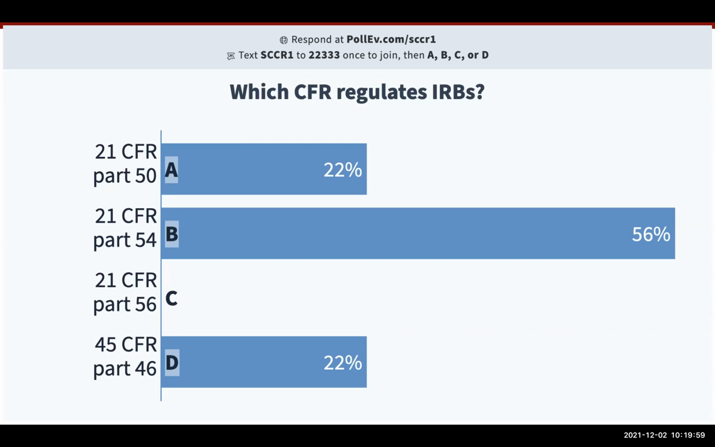45 CFR Part 46 is human subjects research with the Department of Health and Human Services. 21 CFR Part 54 has to do with financial conflicts of interest. So 21 CFR Part 56 is the CFR that regulates IRBs.